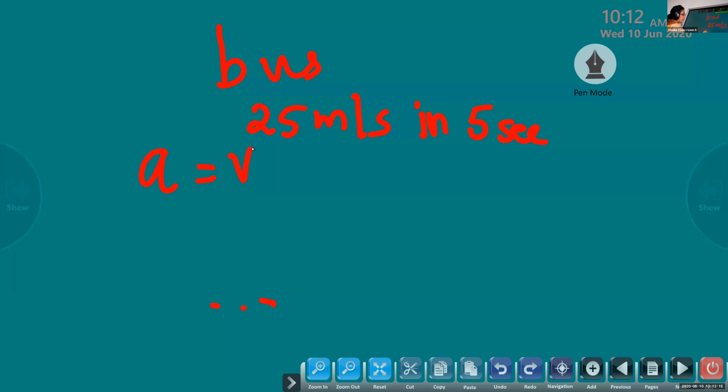a is equal to... In exam you should write the formula. Every time when you do the problem, you should write the formula. Formula has half mark. Now, bus comes to rest. So here, u is equal to 25 meter per second and v is equal to 0 meter per second. Now, 0 should be substituted in v, so 0 minus 25 by 5.